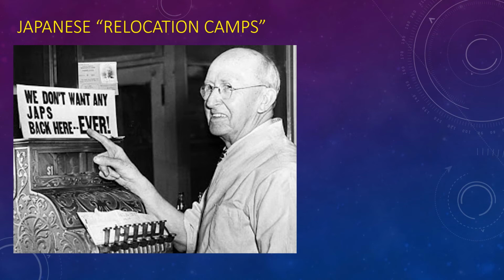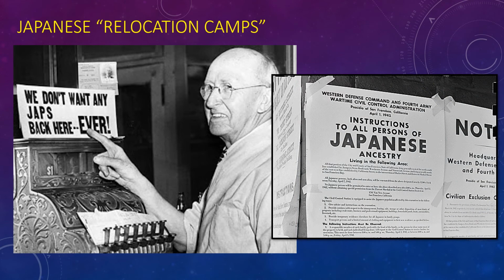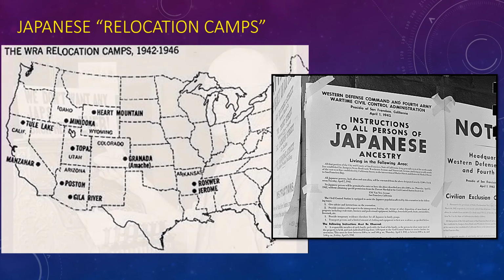Under Executive Order 9066, Japanese internment camps were established by President Roosevelt. From 1942 to 1945, it was the policy of the U.S. government that people of Japanese descent would be interned in these camps. Between 110,000 and 120,000 people of Japanese ancestry moved, most of whom lived on the Pacific coast.